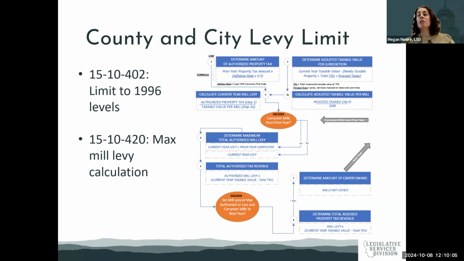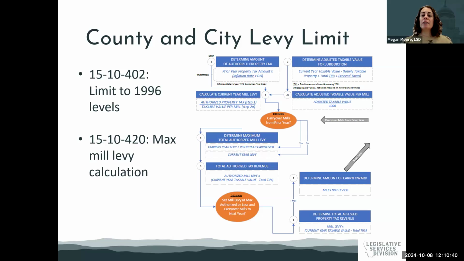After determining that adjusted taxable value by subtracting those three things from the current year taxable value, in step 2A, we simply divide that amount by 1,000 to get the adjusted taxable value per mill. That takes us to step 3, at which point it's a simple division problem to calculate the current year mill levy. That's the authorized property tax from step 1 divided by the taxable value per mill in step 2A. So that gives us what I would refer to as the preliminary mill levy calculation.